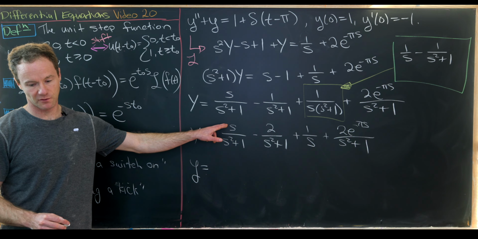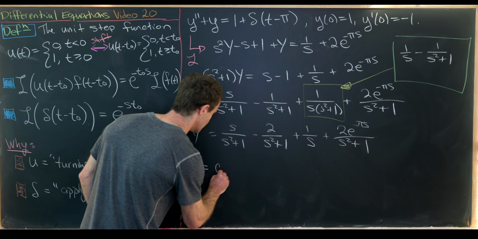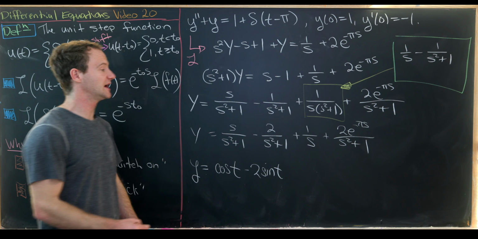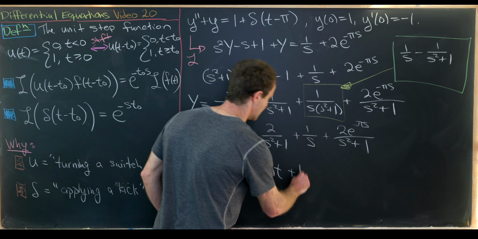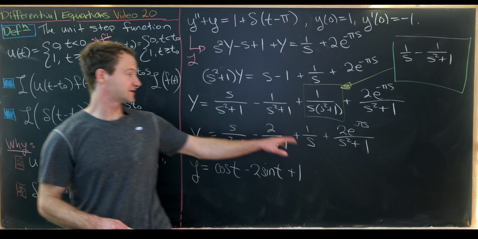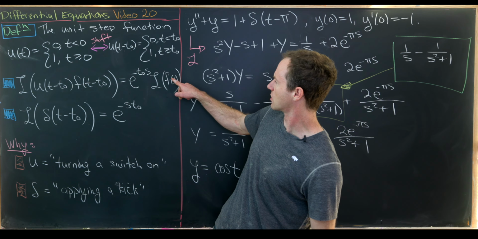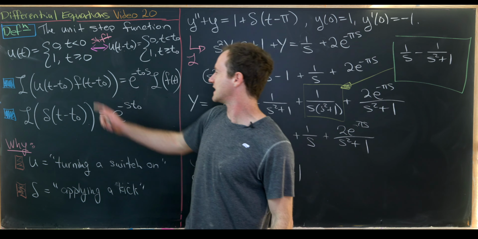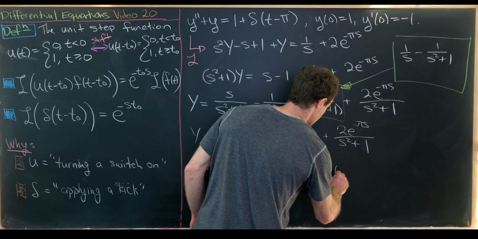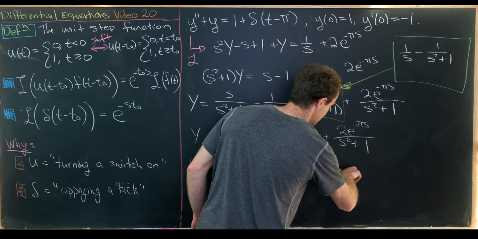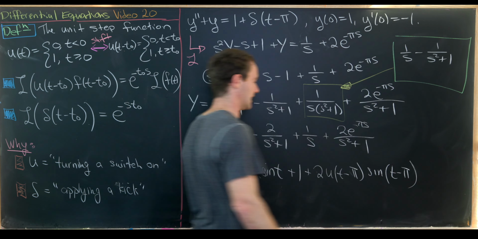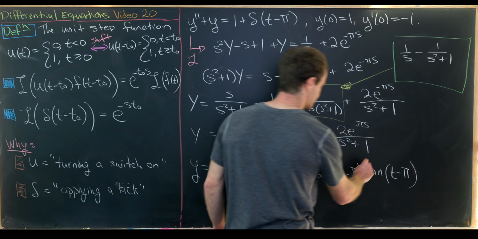The inverse Laplace transform of s over s squared plus 1 is cosine of t. So that's cosine of t. This will be minus 2 times sine of t. Then this term right here will be the number 1, so we have plus 1. And then this one will involve some shift. Notice it's related to this term right here. In fact, we're going in the opposite direction here, if you will. So that'll give us something like plus 2 times u of t minus pi, and then sine of t minus pi.